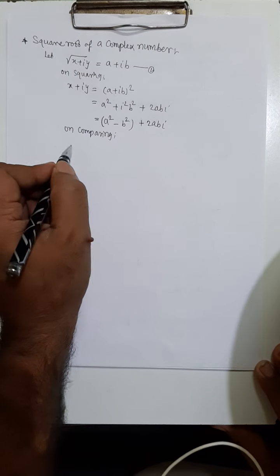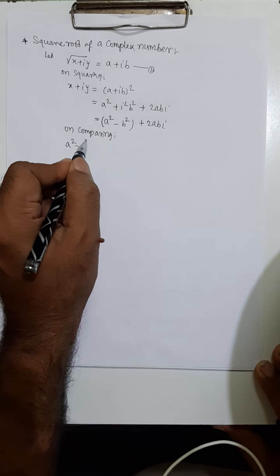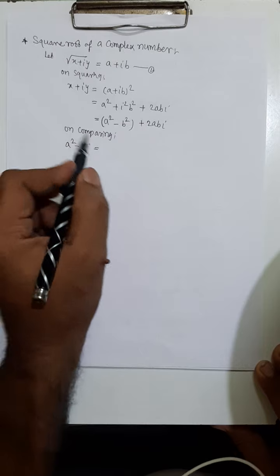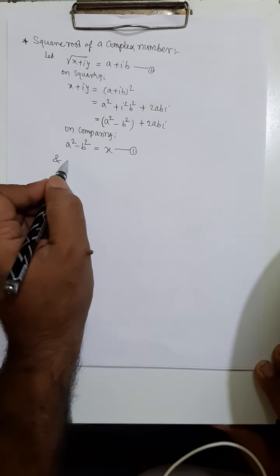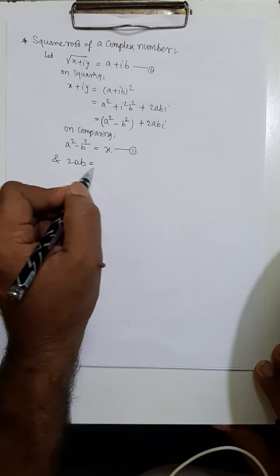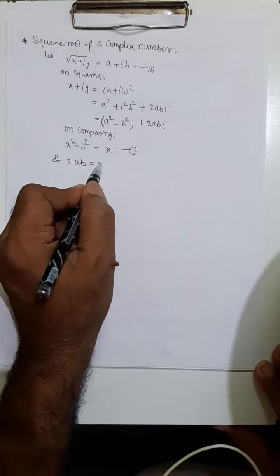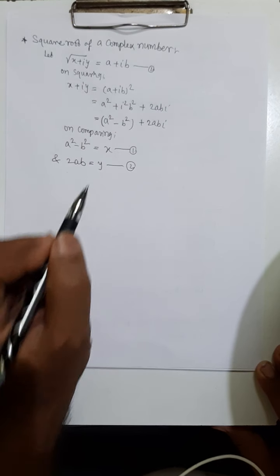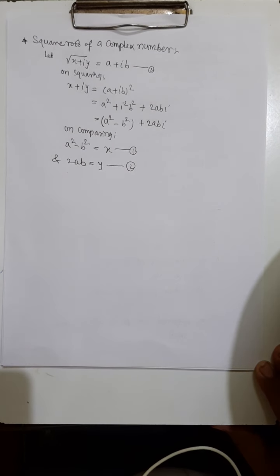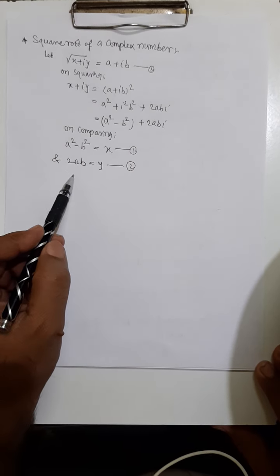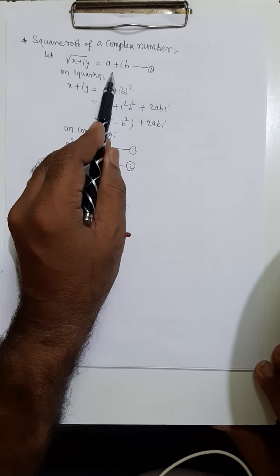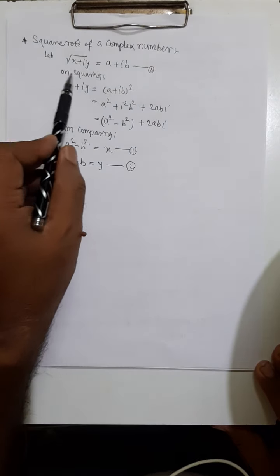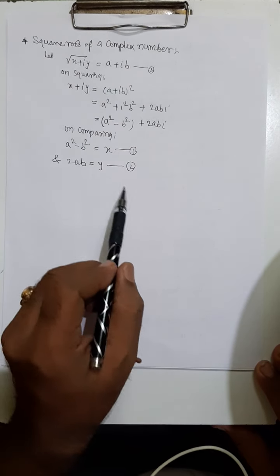On comparing, see a real part on right side is a square minus b square, that is without i. On left side real part is x. Suppose equation 1, and similar imaginary part is 2ab is equal to, on left side imaginary part is y, equation 2. So here equation 1 and 2 are simultaneous equations. We can solve these two equations, and after solving we can find the values of a and b. So we find a and b from 1 and 2, and we substitute in equation 1, and that is nothing but required square root of given complex number x plus iy.